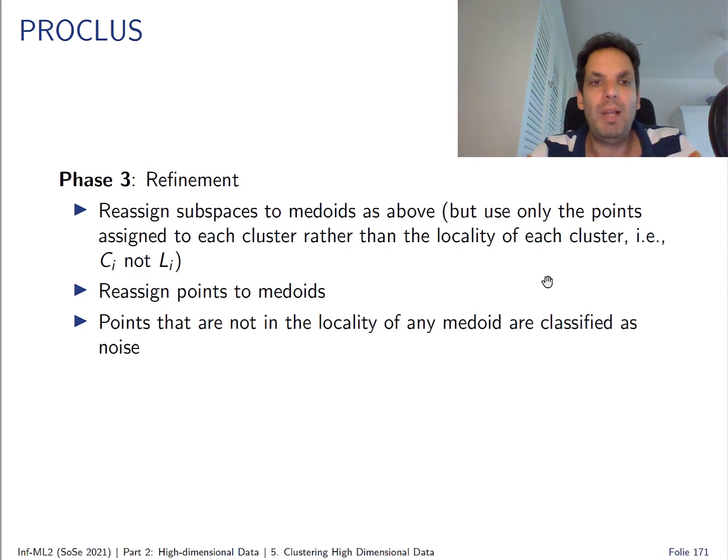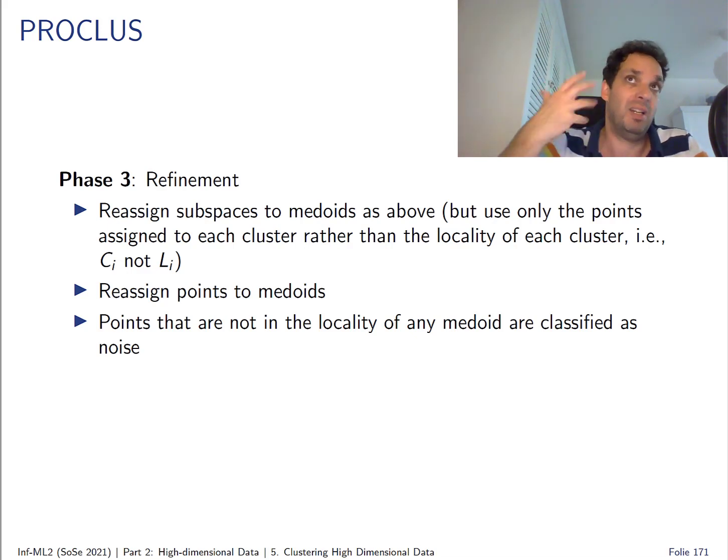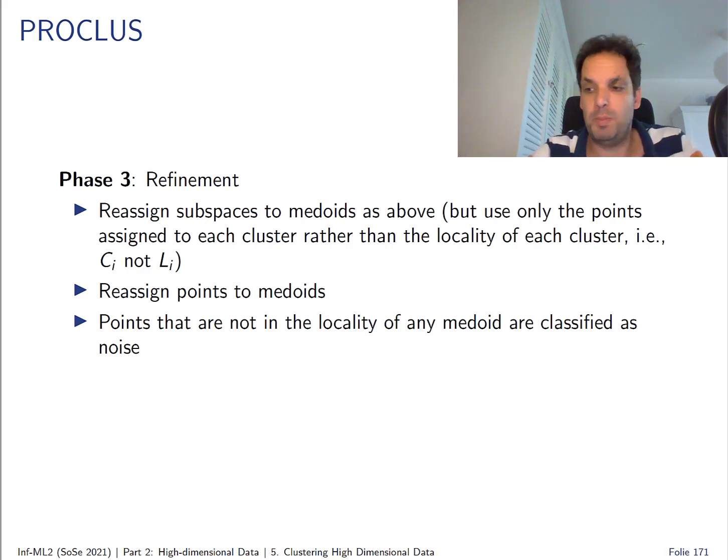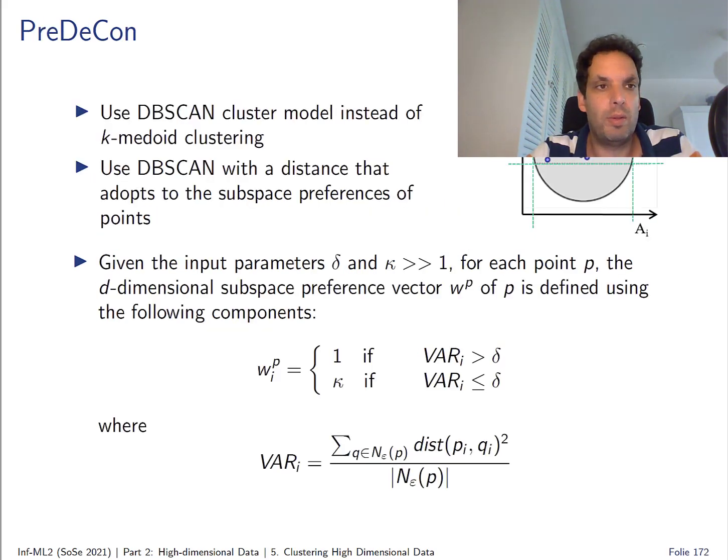Now, let's see if we can do it a little bit differently. We could use, instead of k-medoid, density-based clustering approaches again. We had mostly density-based clustering approaches in subspace clustering, and we can also use the density-based clustering model for this top-down subspace search. We do that now with the so-called PreDeCon algorithm, which takes the DBSCAN clustering algorithm. So instead of k-medoid clustering, we take DBSCAN, and in DBSCAN here, we use a special distance function that represents the subspace preference of points.